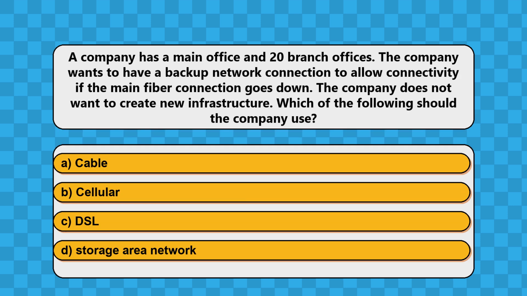Question 13. A company has a main office and 20 branch offices. The company wants to have a backup network connection to allow connectivity if the main fiber connection goes down. The company does not want to create new infrastructure. Which of the following should the company use? Option A, cable. Option B, cellular. Option C, DSL. Option D, storage area network. The correct answer is option B, cellular.